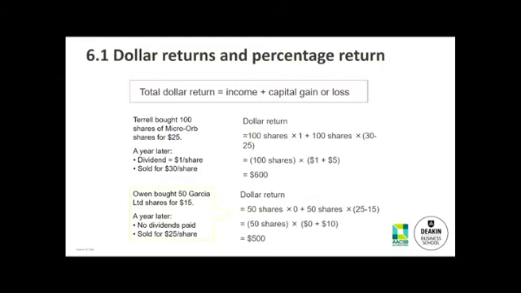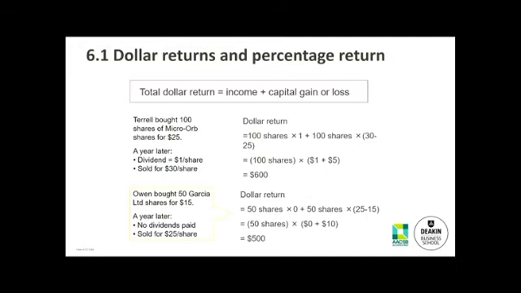Let's look at the second example. In the second example, Owen bought 50 shares at a price of $15 per share. A year later, there are no dividends, but you are able to sell the share at $25 per share. Question, how much is your dollar return per share? I invest at 15, sell at 25 for each share. 10, am I right?